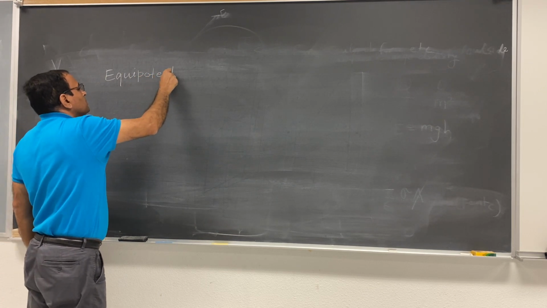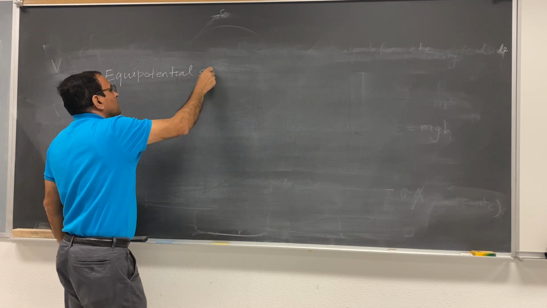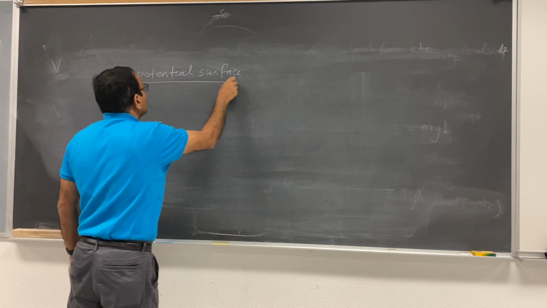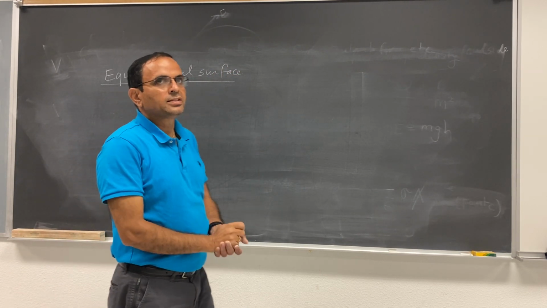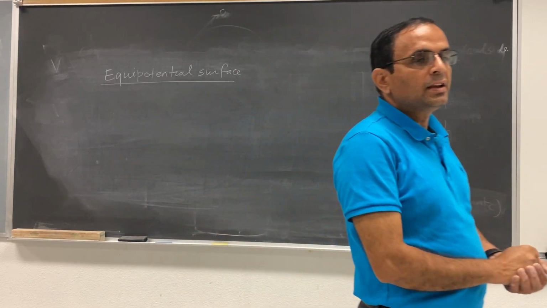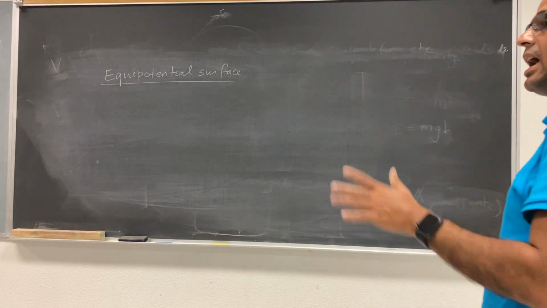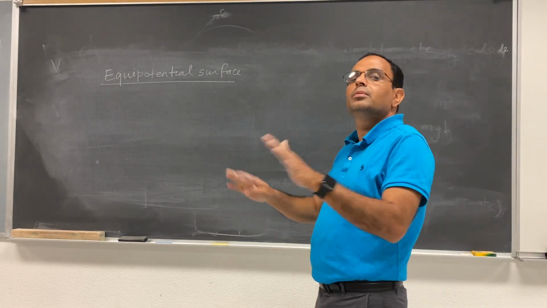Equipotential surface. You can have an equipotential line also. Equipotential line, equipotential surface. So what do you think? What is an equipotential surface? Equi means equal, potential means of course the potential. So that means the surface having equal potential everywhere.